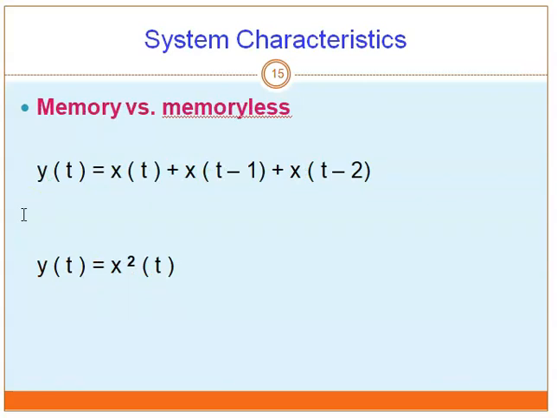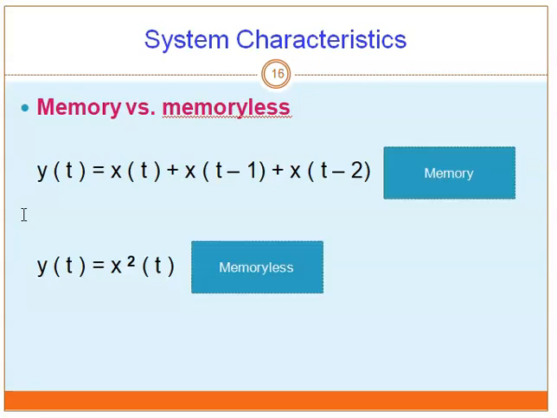Now we have two equations over here. Can you guess which one is memory and which one is memoryless? Yes, the first one is a memory system, while the second one is a memoryless system. Why is that? Because the first equation depends on the past excitation, with t minus 1 and t minus 2. The second equation does not depend on any past or future excitation. That's why it is memoryless.